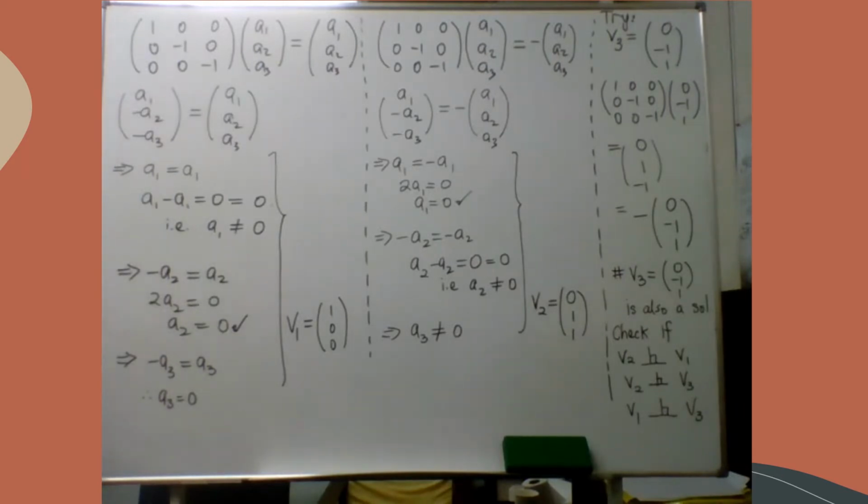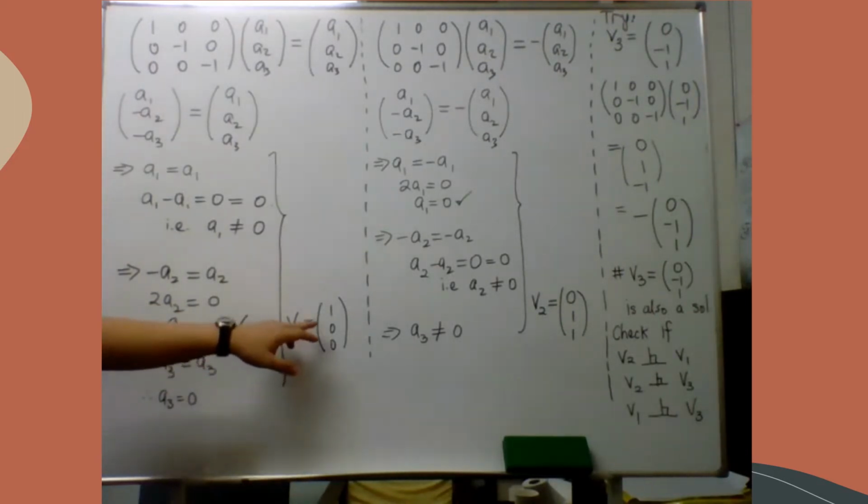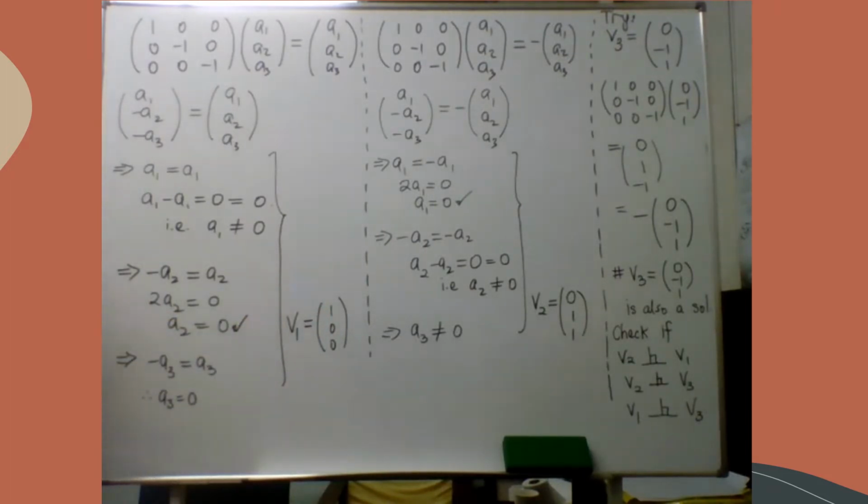Then if you go to the second row, you have minus a2 equals a2. Again, you shift either one to the other side, and you have 2a2 equals 0, and therefore a2 equals 0. This applies as well to a3, so a3 equals 0. From this, you will have v1 equals (a1, 0, 0). But a1 is an undetermined constant, so you can choose any value.